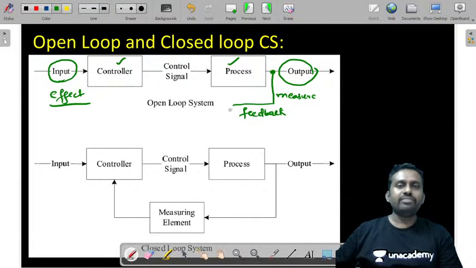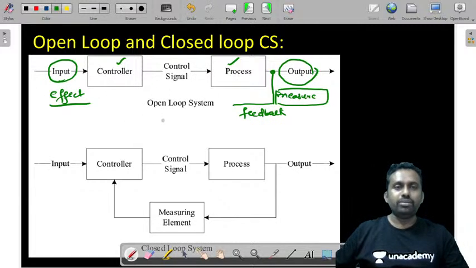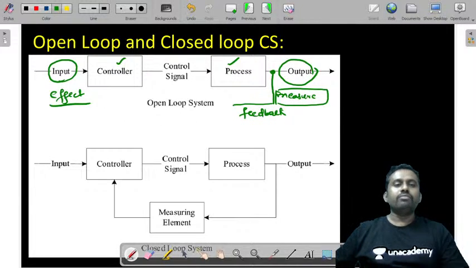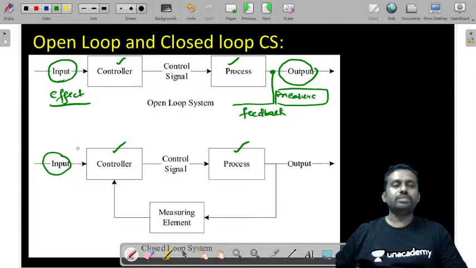And it's not that if there is no feedback, it is an open loop system. No, an open loop system also has some feedback, or you can also measure the output, but the difference is that it is not taken into consideration, or it is not connected or given back to the input for error correction. Whereas in a closed loop control system, you have the same controller, a process, to which an input is given to this particular system.